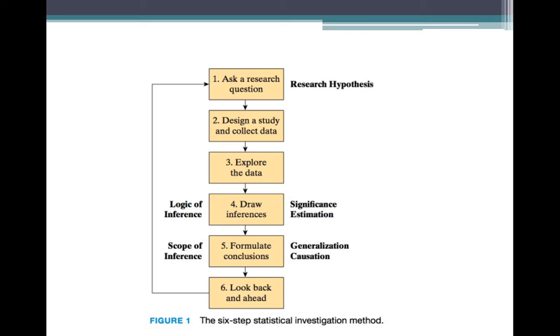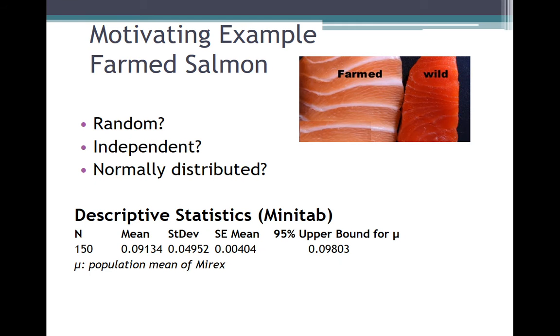So in general, statistics is really more like science, because science uses a lot of statistics to make conclusions. You ask a research question, you design a study and collect the data. That's really where statisticians make their money, in designing the study and collecting data. You explore the data, and then you draw inferences. You either do an estimation, that's a confidence interval, or you do the logic of inference, which we're talking about today. And then you formulate conclusions. Then you look back and ahead and say, well, what if we did this, or what would happen? What's getting us closer to the truth? So there is this process of statistical investigation that we should take into account.